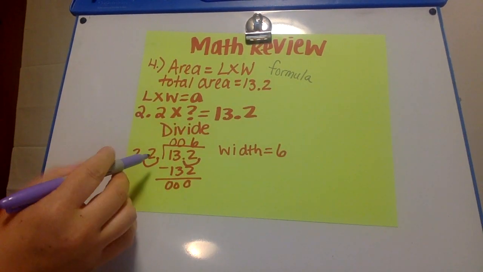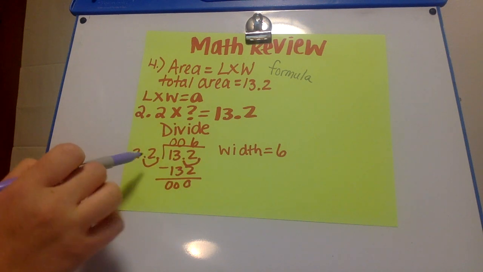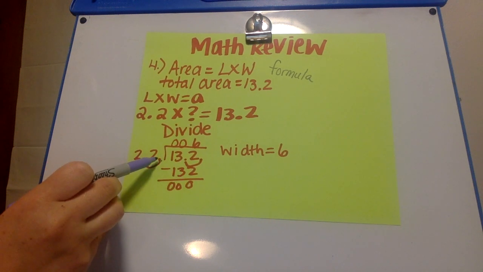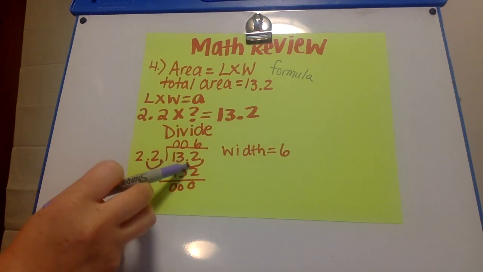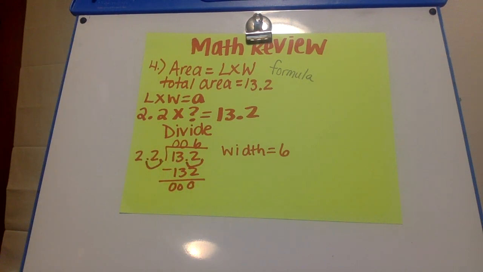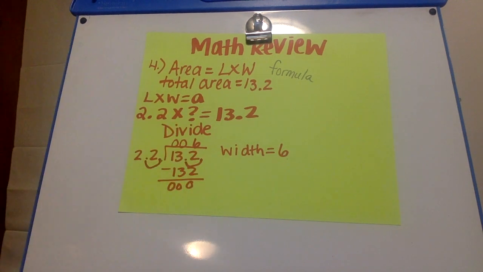So I took 13 and 2/10 and divided it by 2 and 2/10. And don't forget, when you're dividing decimals, I had to get rid of that decimal. So I just moved it over, and whatever I do here, I have to do here. And I moved it over again. And now that became 132. So my width was 6.